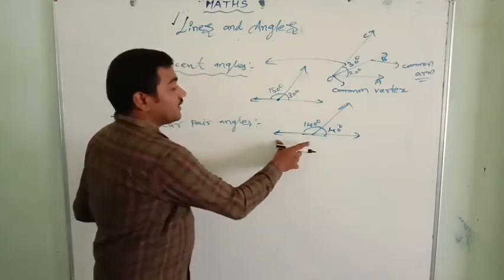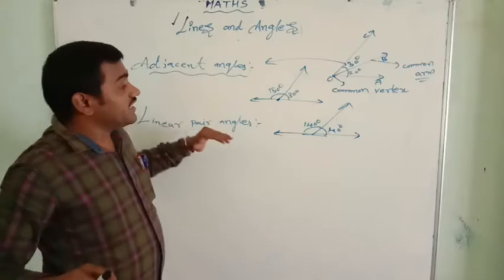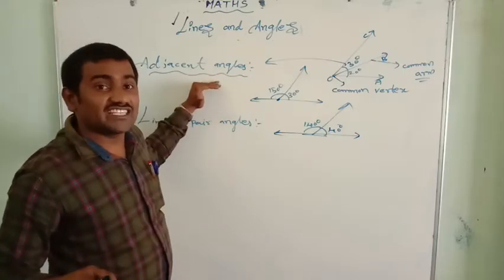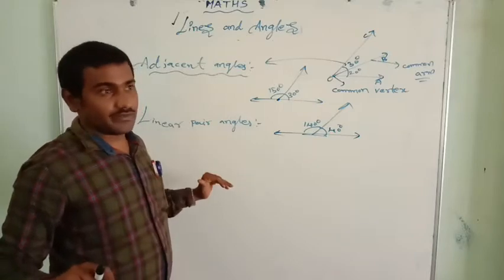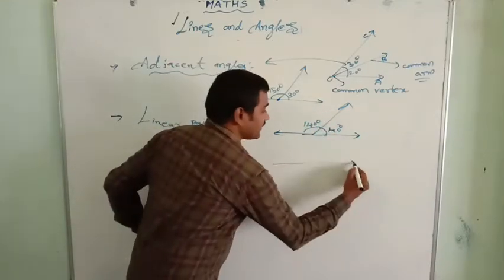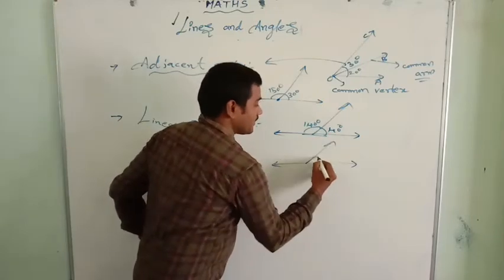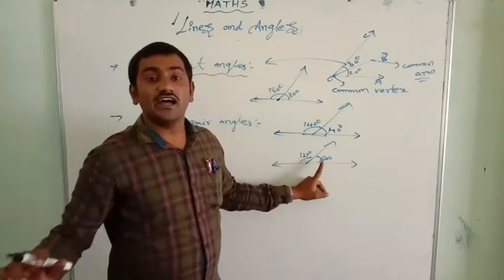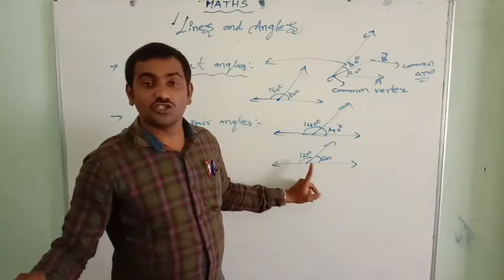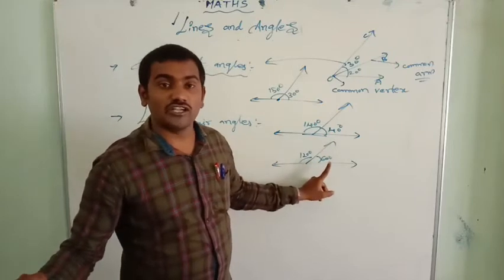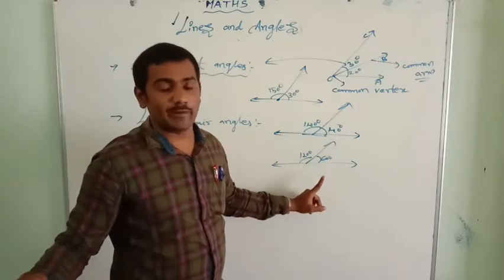So see, linear pair angles are always adjacent angles, but adjacent angles are not always a linear pair. These are the linear pair angles. Let me take one more example. Here 60 degrees and here 120 degrees. These are the linear pair angles. These two are adjacent angles, because they have a common vertex and a common arm, and the sum of 120 plus 60 is 180 degrees. So they are linear pair angles.